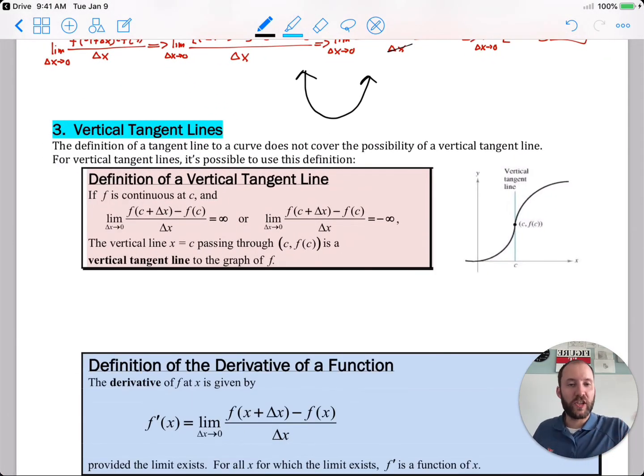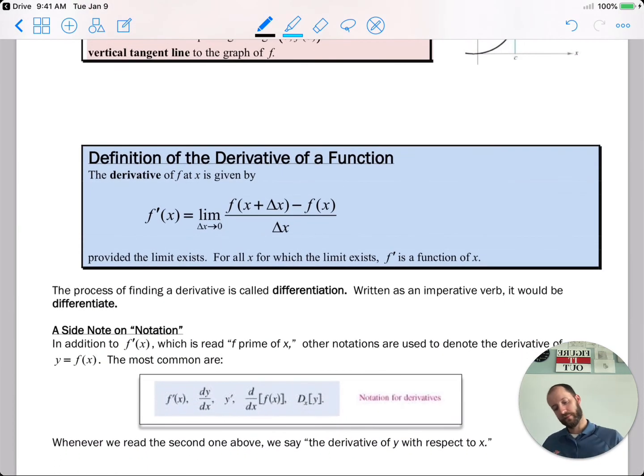Vertical tangent lines can exist if a function is increasing so quickly it gets vertical. You're going to have a vertical tangent line. Vertical lines don't have a slope, so at those points we say the slope does not exist. And all of this comes to the definition of the derivative.